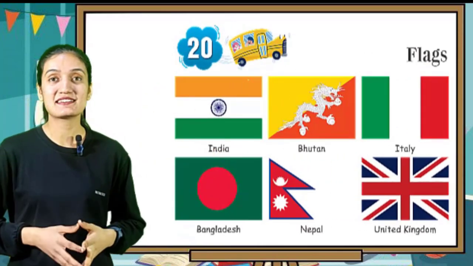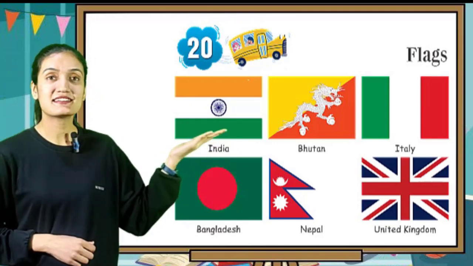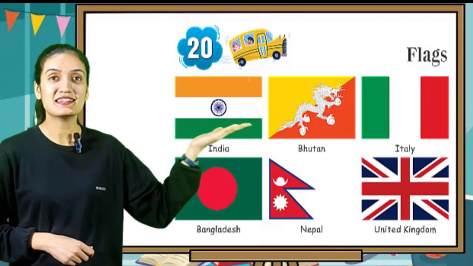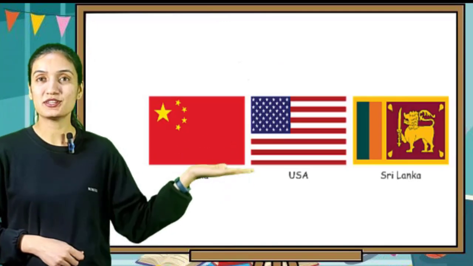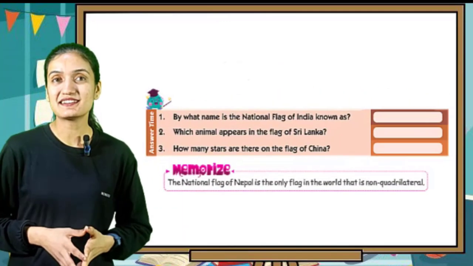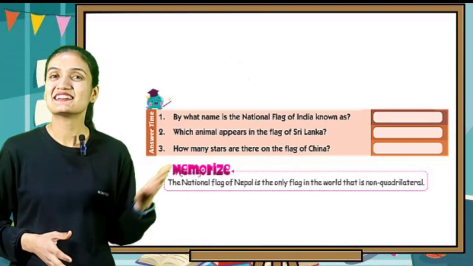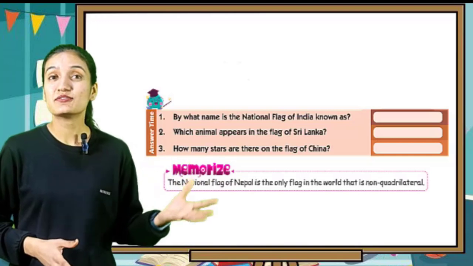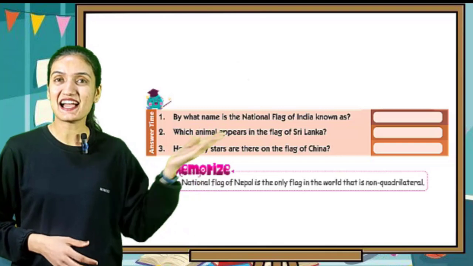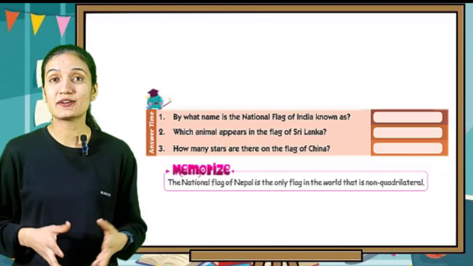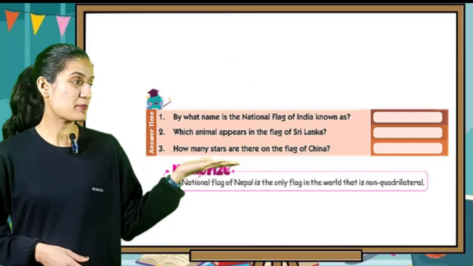Chapter 20, flags. Here are some flags of different countries given. Look at the flags. India, Bhutan, Italy, Bangladesh, Nepal, United Kingdom, China, USA, Sri Lanka. Now the answer time. By what name is the national flag of India known? Yes, it is Tiranga. Which animal appears in the flag of Sri Lanka? It is lion. How many stars are there on the flag of China? It's 5. Now kids, memorize.